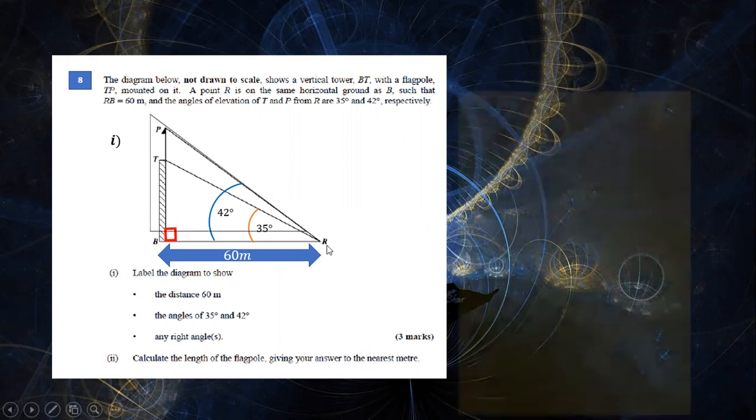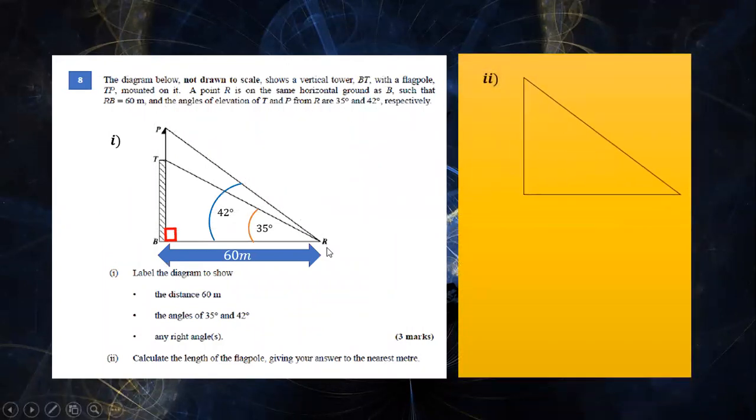So what we're going to do is look at this drawing more closely. You have PBR and the right angle there, 42 degrees. What we're going to do is find the flagpole, which is this piece from here to here. So if we can find this whole length and subtract it from this length, we will get the length of the flagpole. Okay, so this here is this whole length here.